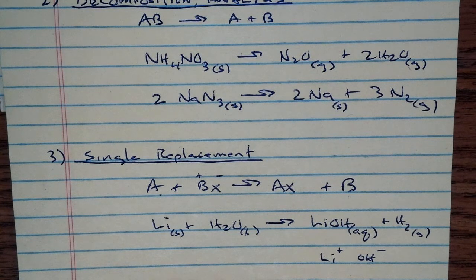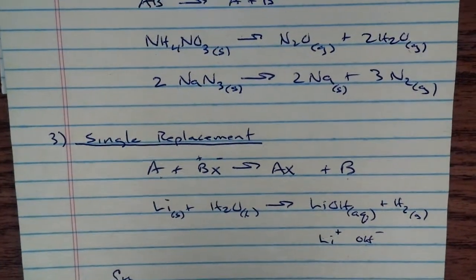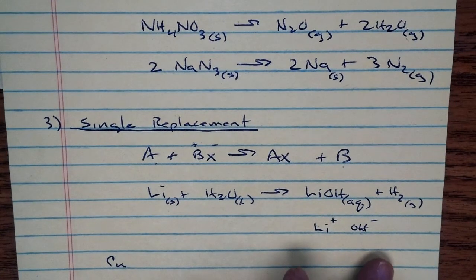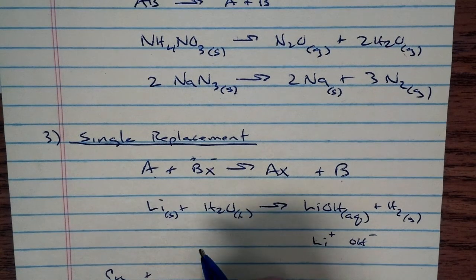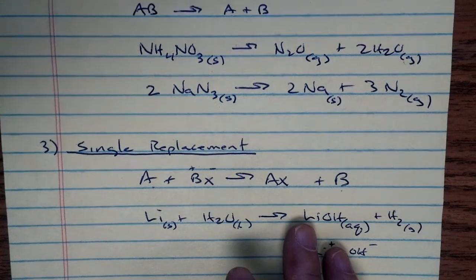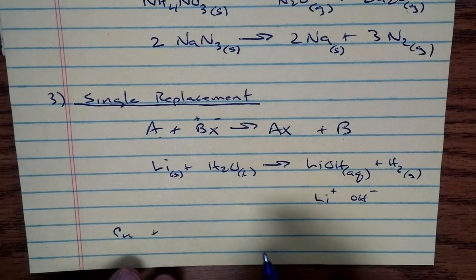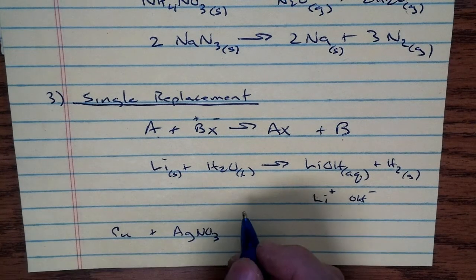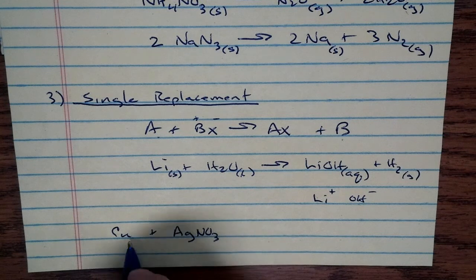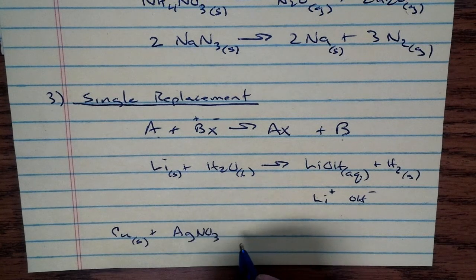Now, another one. We have solid copper, and we are going to talk about word equations today. Solid copper reacts with silver nitrate. How do we write silver nitrate? AgNO3. AgNO3 is correct, Kaylee. Very good. Okay, so copper is a solid, and silver nitrate is dissolved in water, so we put AQ.